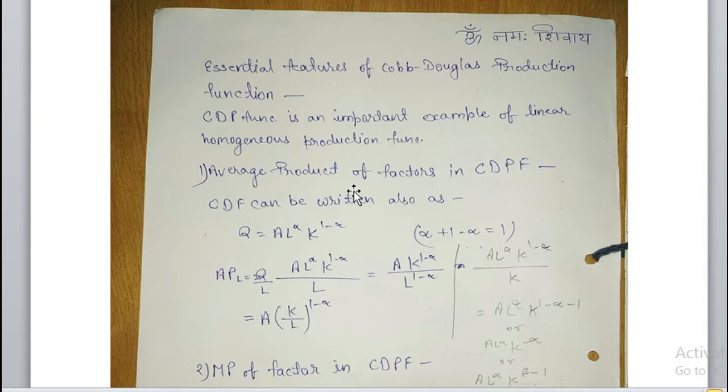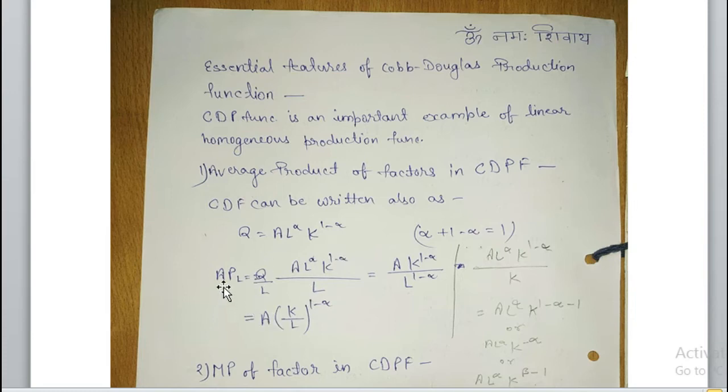So, the average product of factors in Cobb Douglas production function, you can write it as, you know, in Cobb Douglas production function, Q is equal to A L^alpha K^(1 minus alpha). So, what is 1 minus alpha? You can write beta as 1 minus alpha also, because the summation of alpha and beta is 1. So, you can write beta as 1 minus alpha. It will give the same expression, right?